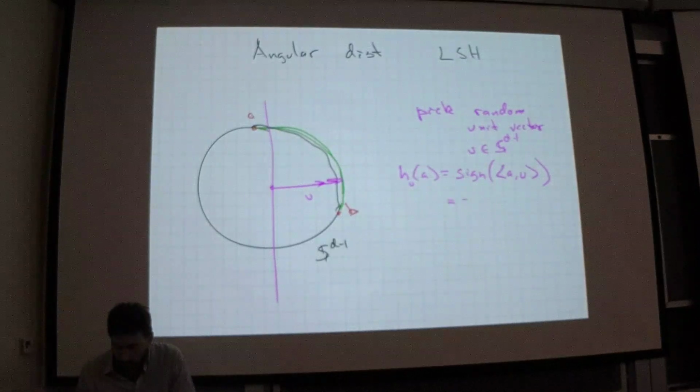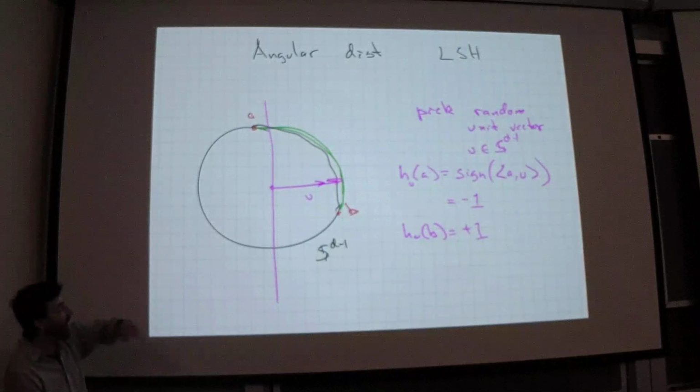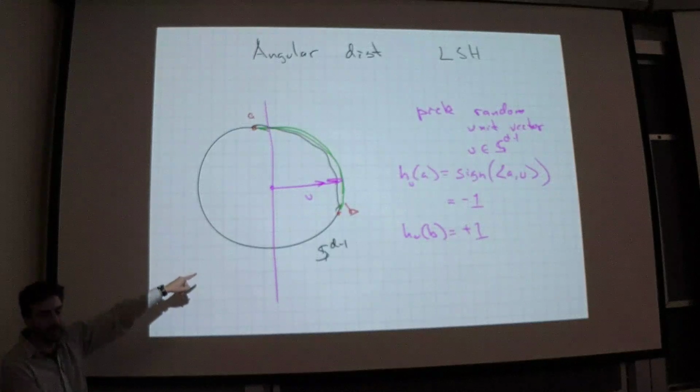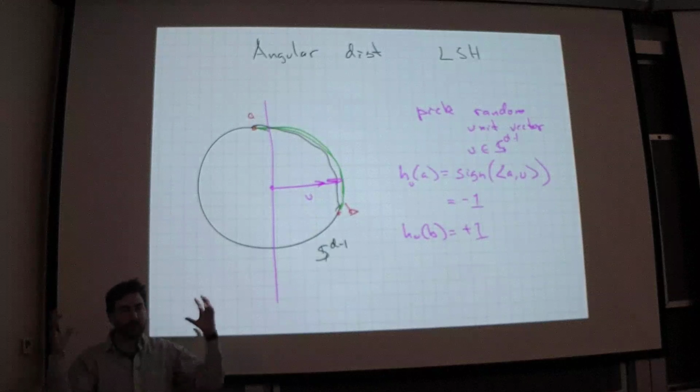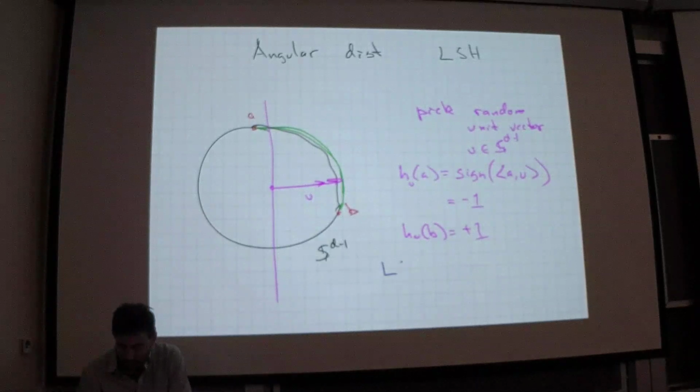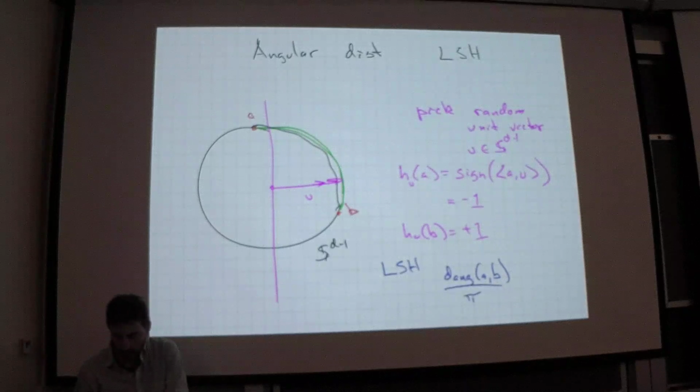So this one is going to be -1, and h_u of B is going to be +1. The hash is just going to map to -1 or +1. So it's a mapping into a domain of size 2, but this is a locality sensitive hash function for the angle between A and B, divided by pi. So this is going to be the probability that h_u of A does not equal h_u of B.